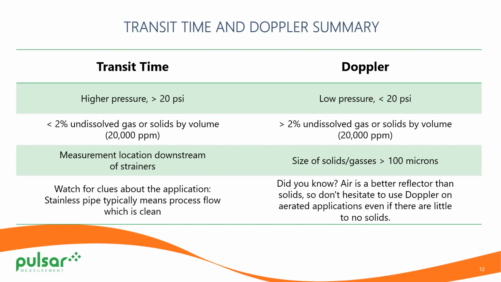If I've got, say, a chunk of sand or dirt going through a water line, as opposed to an air bubble, the difference in density is much greater with that air bubble compared to the water than with the sand. So the air bubble actually makes a great reflector.